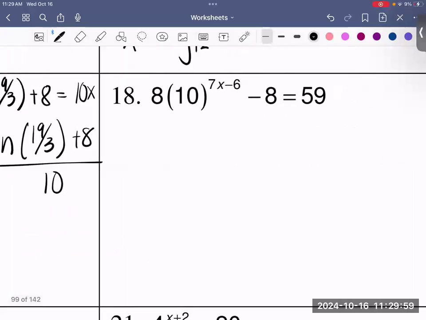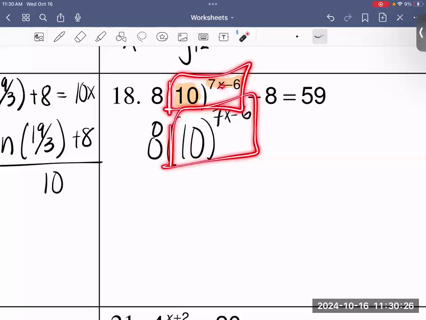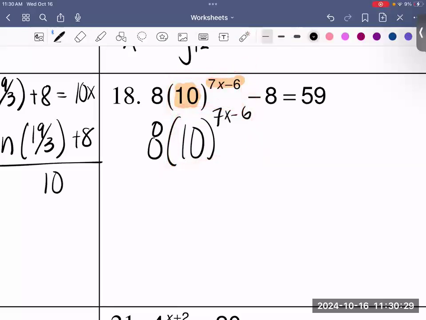Now, same sort of idea, but now instead of a natural log, we have a base here of your exponent of 10. So we first want to work towards getting this value alone and on one side. So let's go ahead and add 8 to the other side. So you have 8 times 10 to the 7x minus 6. And no, you cannot make this just an 80 to the 7x minus 6. This will come out to be a very specific number based on whatever x we solve for. So we go ahead and add 8 to the other side.